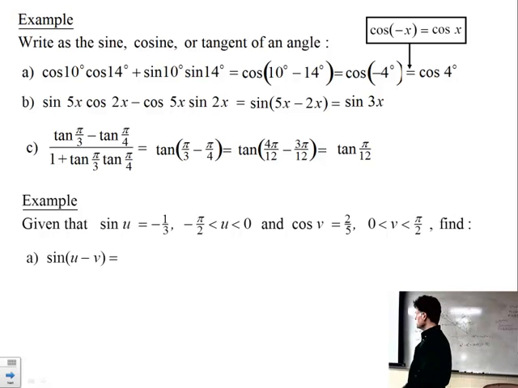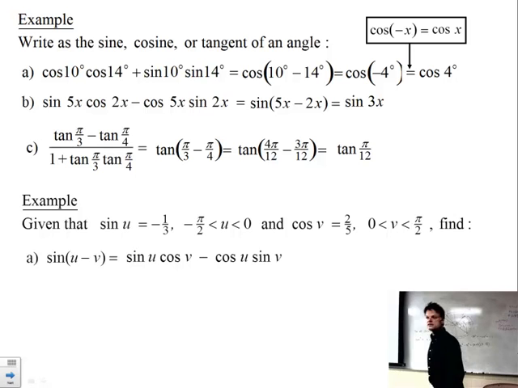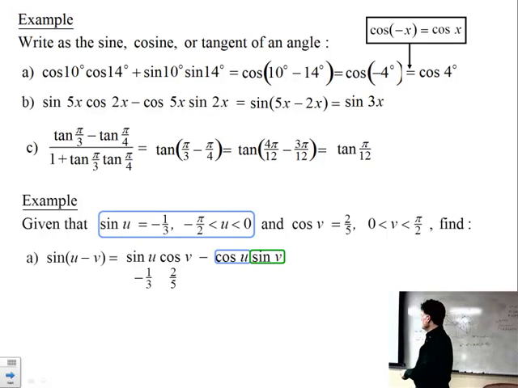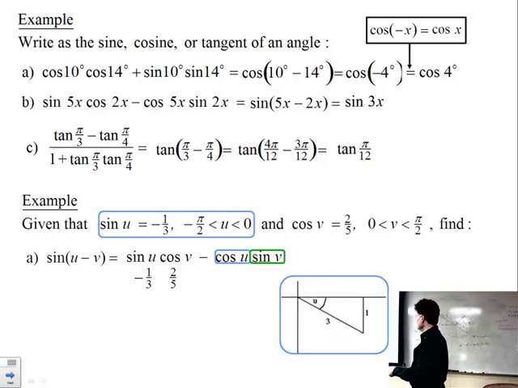So we don't know what u is, we don't know what v is, but we do know what their trig functions are. So we expand this, and now we know what sine of u is and cosine of v, but we've got to find cosine of u and sine of v. That's where we need the quadrant information. So sine of u cosine of v is minus a third times 2/5. To get cosine of u and sine of v, we use that information and a Pythagorean identity, or we could just draw a triangle. This is quadrant 4, so we have 3 on the hypotenuse and 1 on the opposite. That would give us a minus 1/3.